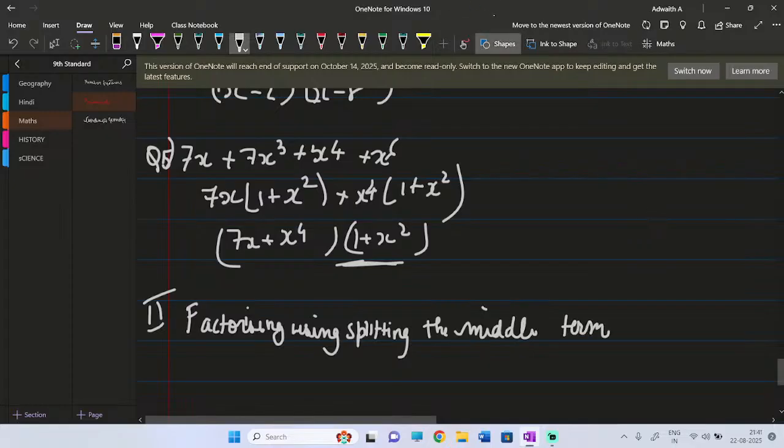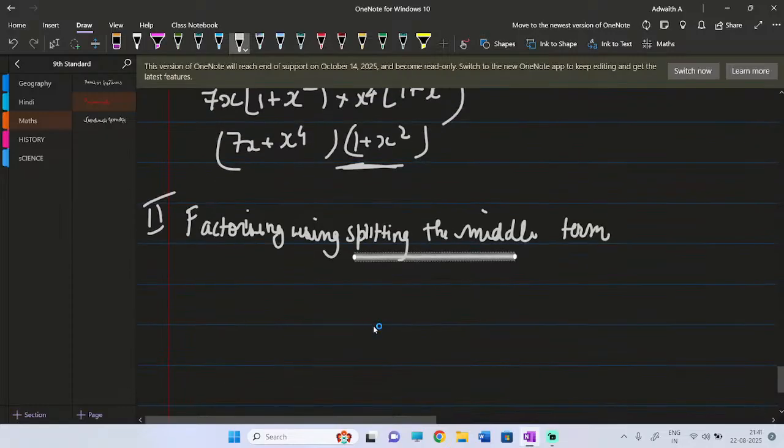Underline. I'm saying each and everything. So if you're not following my handwriting, because I'm writing very untidy, I have to finish this chapter within 2 days.